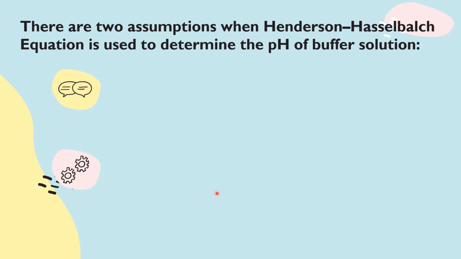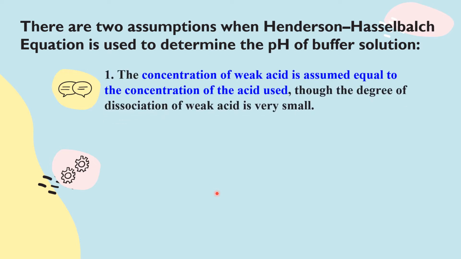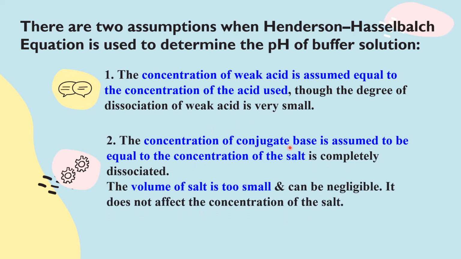Now, before we proceed to the calculation, we have to know there are two assumptions when the Henderson-Hasselbalch equation is used to determine the pH of the buffer solution. The first one, we need to assume that the concentration of weak acid is equal to the concentration of the acid used, because the degree of dissociation of weak acid is very small. Number two, the concentration of the conjugate base is assumed to be equal to the concentration of the salt, because the salt is completely dissociated. The volume of salt is too small and can be negligible or ignored. It does not affect the concentration of the salt.